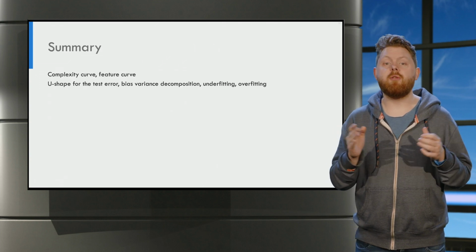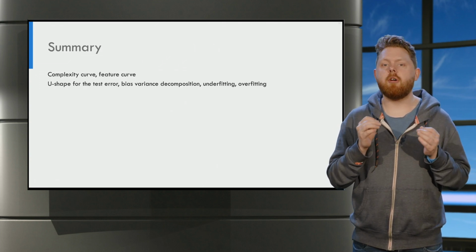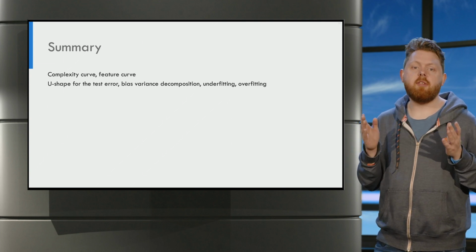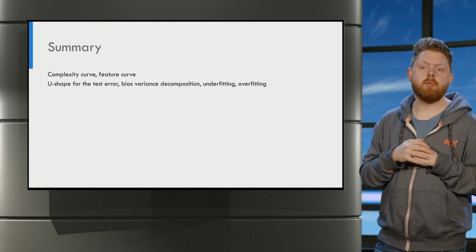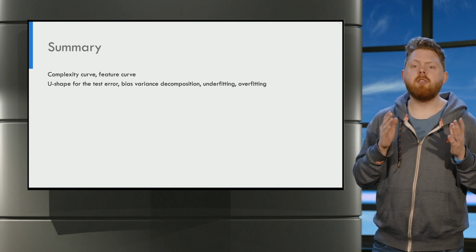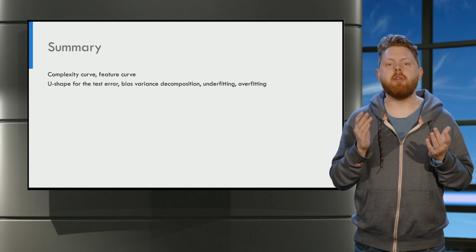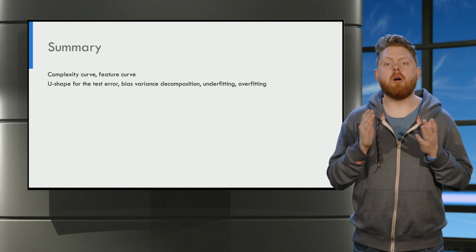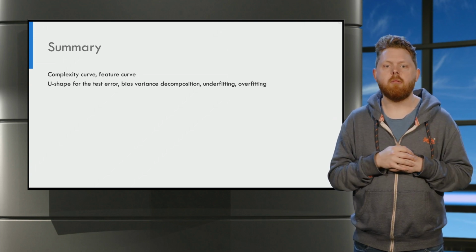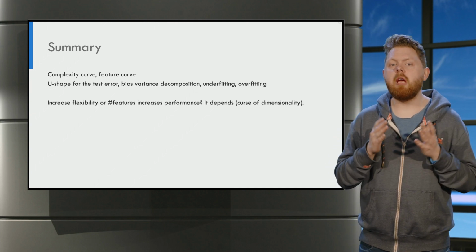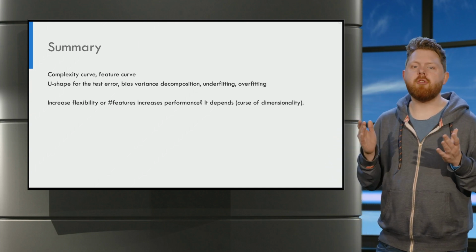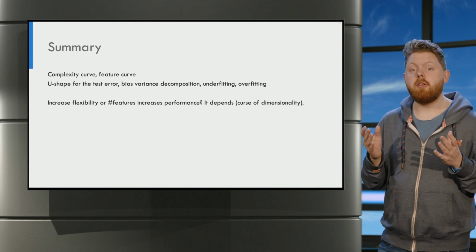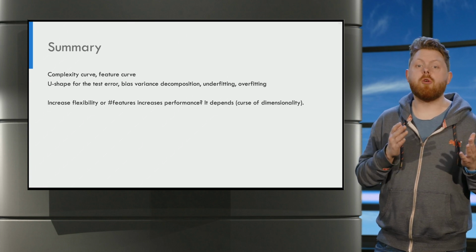Okay, let's summarize this video. We have discussed the complexity curve and the feature curve. We have explained that the test error will have a U-shape for both curves. Using the bias variance decomposition, we could understand this behavior. Furthermore, we discussed in which part of the curves we are overfitting and underfitting. We talked about whether an increase in flexibility or number of features always results in better performance. The answer is, it depends on where you are in the feature or complexity curve.